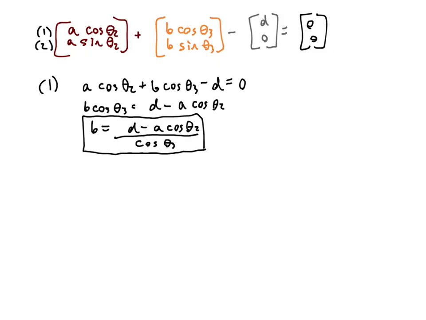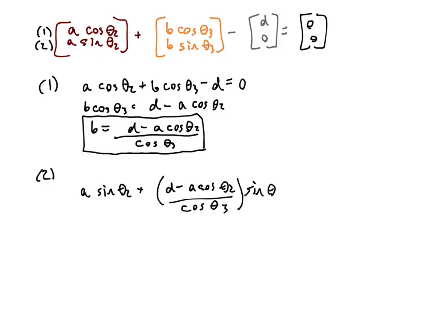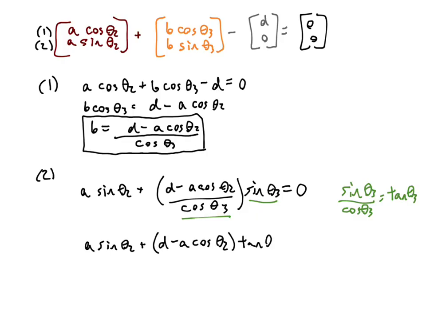Take our second equation and say A sine theta 2 plus B sine theta 3 minus 0 is equal to 0. But instead of writing B, we're going to plug B in from the way that we found it above. And we can manipulate this equation. To save ourselves some hassle, we'll remind ourselves that sine over cosine of a given theta is equal to tangent. So we could say tangent theta 3 instead of sine theta 3 over cosine theta 3. And that way we could solve everything in terms of the tangent. So the tangent, we can go write that ahead.